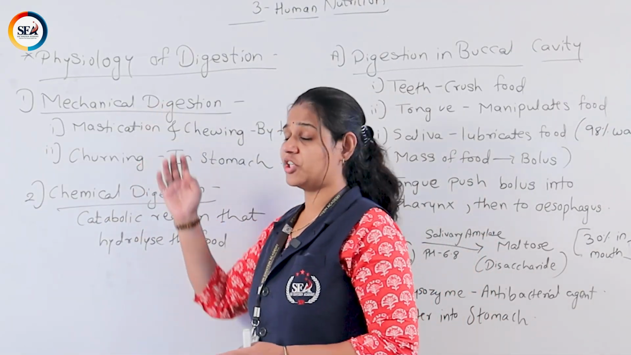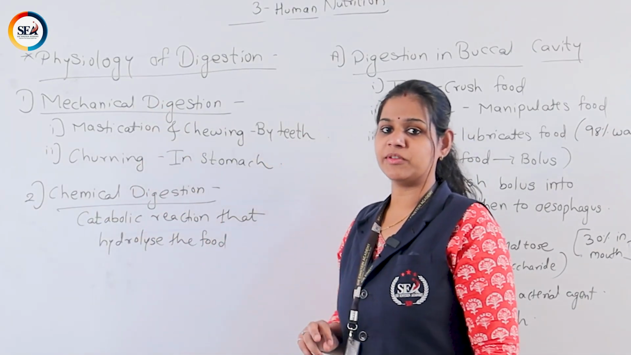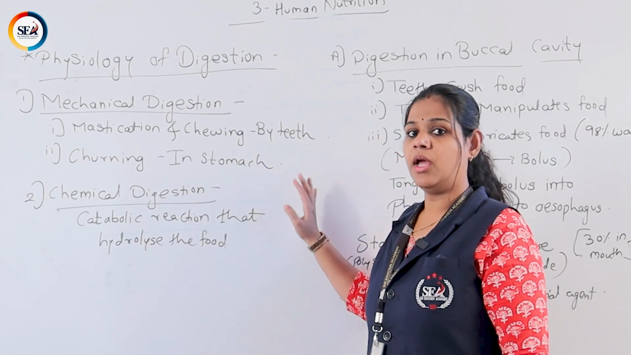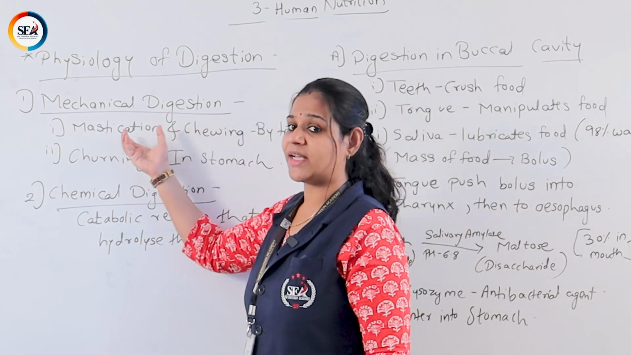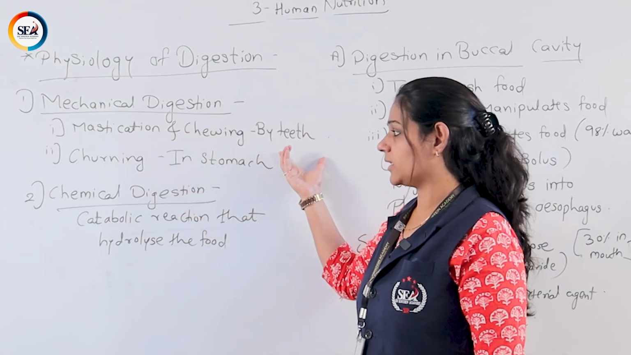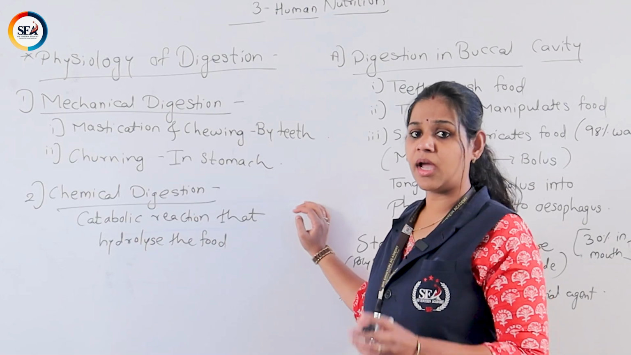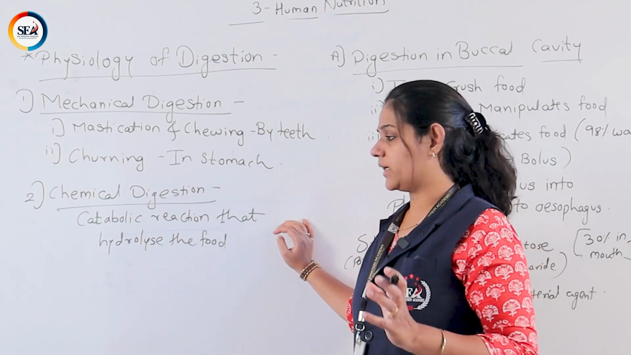The next point is physiology of digestion. There are 2 types of digestion. One is the mechanical digestion and second is the chemical digestion. In mechanical digestion, the food is masticated and chewed by teeth, and it is also churned in the stomach, that is churning of food takes place in stomach. Food is converted into small particles.